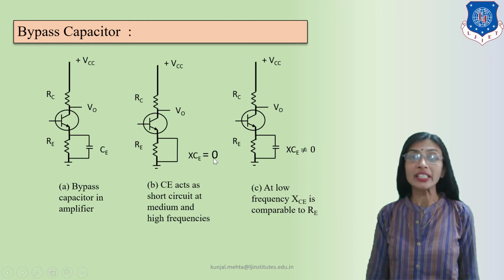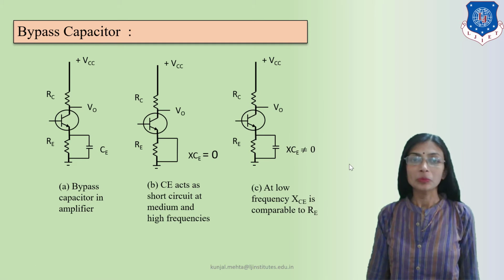If capacitive reactance XCE is equal to 0, then the bypass capacitor acts as a short circuit, and if XCE is not equal to 0, then at low frequency XCE is comparable to RE. So these are the three main considerations of bypass capacitance.